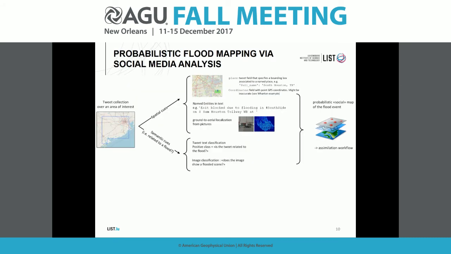The second data stream that we were considering is the information that can be retrieved from Twitter or from social media in general. What we want to achieve is to have a probabilistic flood map, ideally at a very high temporal and spatial resolution, informing us about the likelihood that certain grid cells are flooded or not over time.